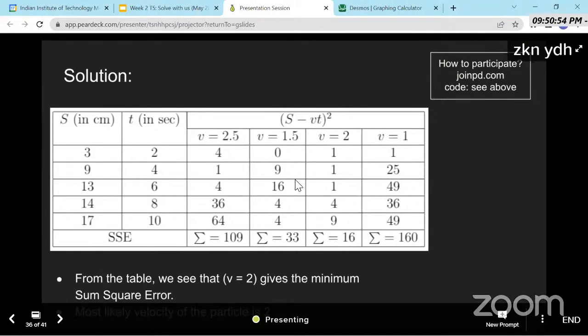Sir, that is okay, but actually I'm confused about V equal to 2.5, 1.5, 2, and 1. How do we get that, sir? By solving the equation S minus VT, right, sir? So in the first equation, we have 3 minus V into 2, right, sir? But what is V? Over here, the V is 2.5. Over here, the V is 1.5.